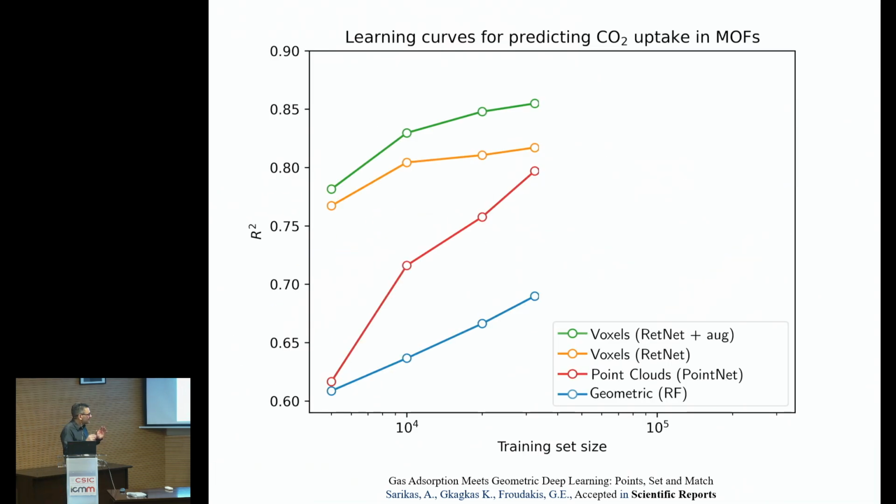So let's try to put all this together. Here we have the R square, that is actually saying the quality of the methods. Training set, and we have geometric descriptors with random forest method, point clouds and the potential energy surface with voxels. Without data augmentation, with data augmentation.